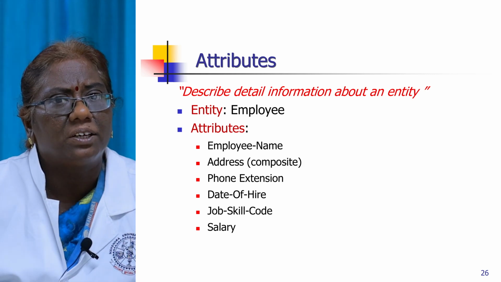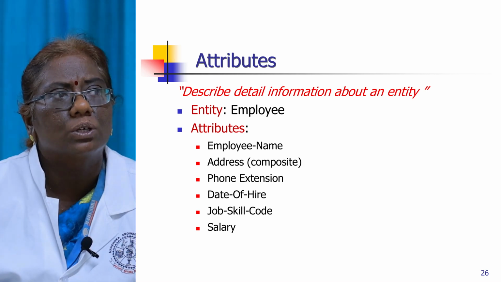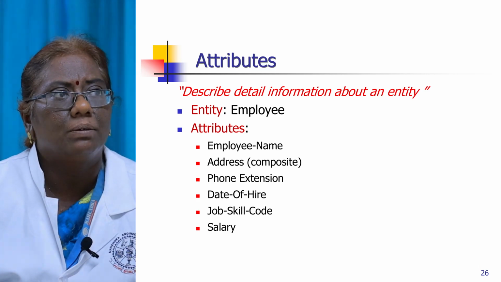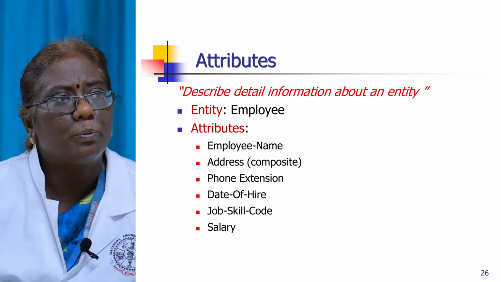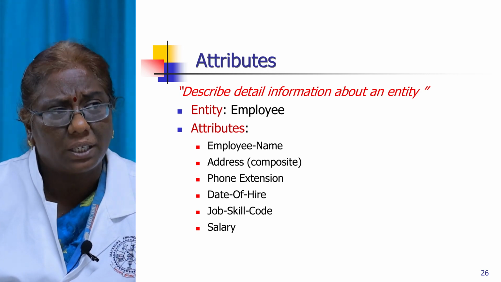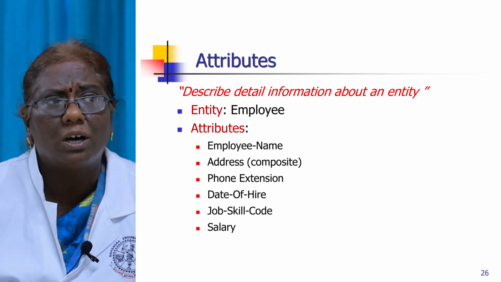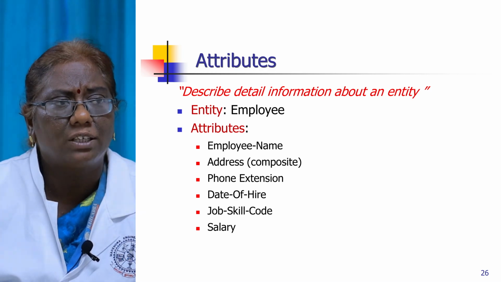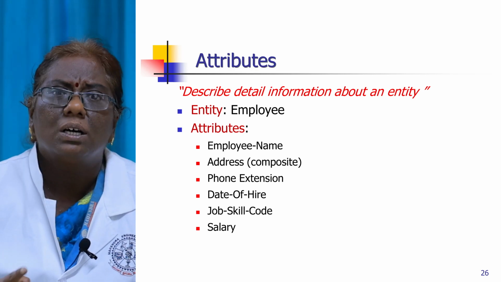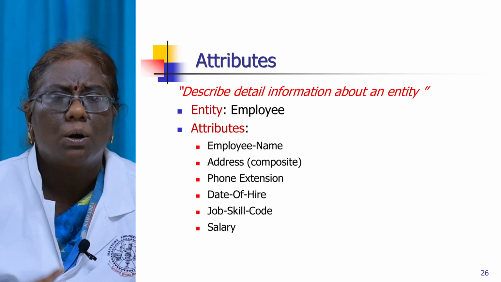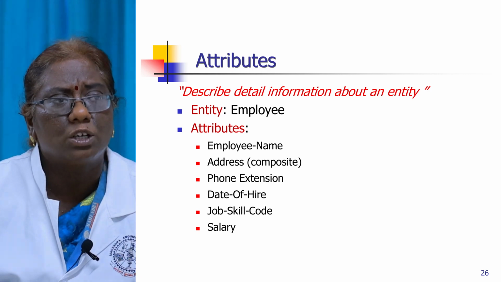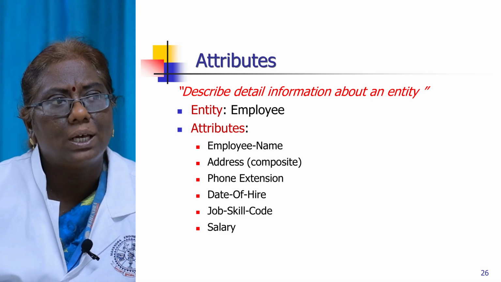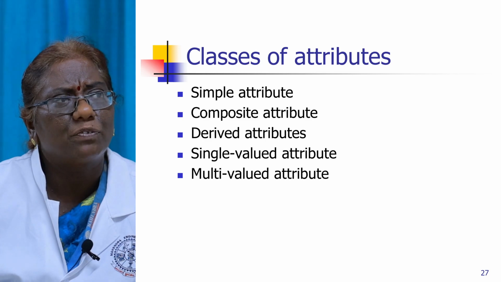For example, we have taken an entity employee. So what are the employee's attributes? Employee name, address, phone extension, date of hiring, job skill code, salary. And each attribute will be of a different category. An employee name may be a unique name or a composite name. The address can be composite in nature, that means the address consists of street number, street name, as well as the pin code, postal ID, so such attributes consist of many values. And phone extension will have a unique value, and date of hiring, job skill code and salary are each numerical type. There are different classes of attributes.